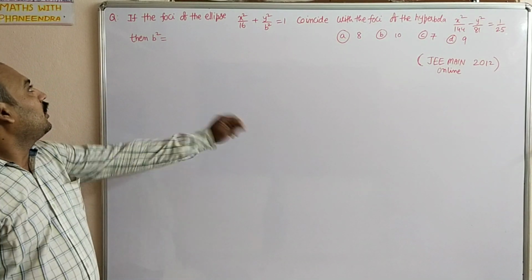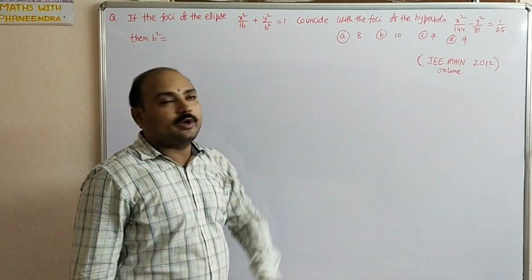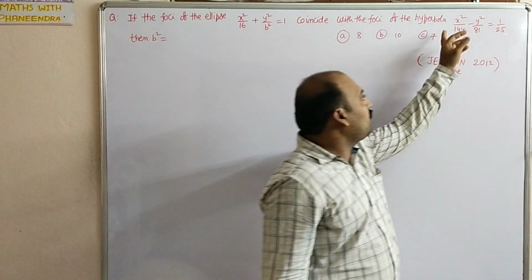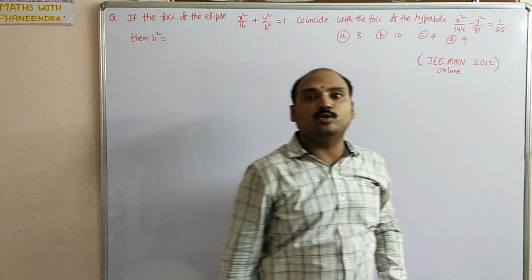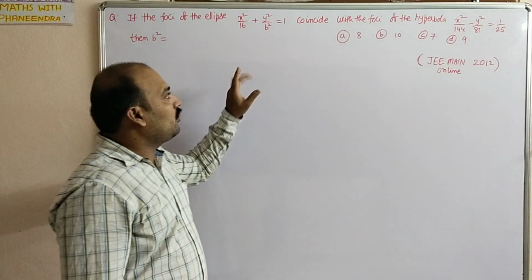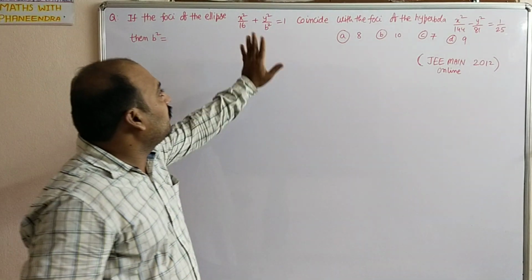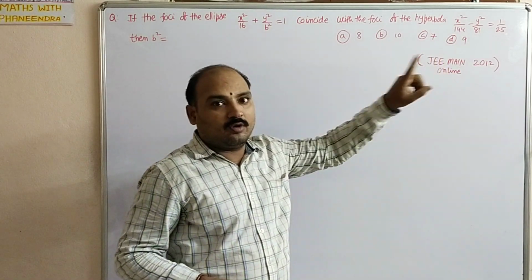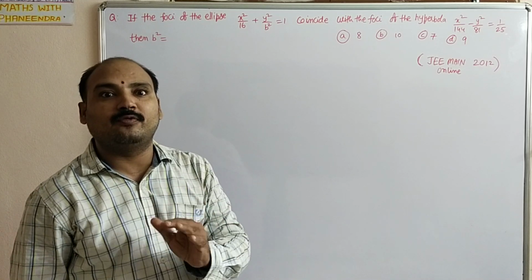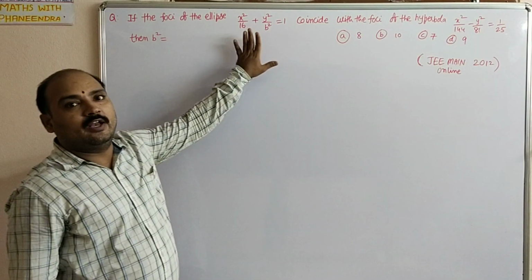The next question. If the foci of the ellipse x square by 16 plus y square by b square equal to 1 coincide with the foci of the hyperbola x square by 144 minus y square by 81 equal to 1 by 25, then b square equal to. Here, dear students, you have to remember one important thing. When the question combines the ellipse and hyperbola, while calculating the eccentricity, especially the b square values, be careful, be alert.